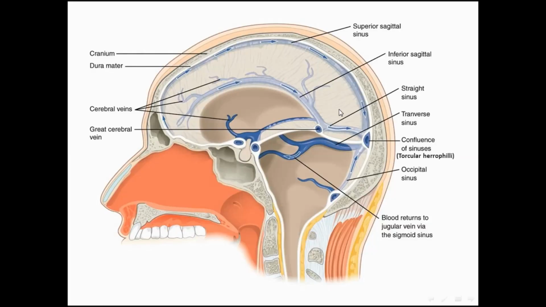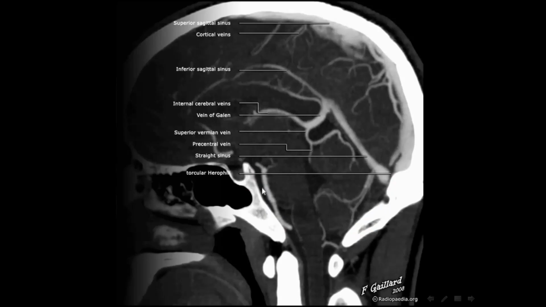This is another illustration to show the relation between the dural venous sinuses and the surrounding structures. The superior sagittal sinus lies just inferior to the cranium. Inferiorly, we have the straight sinus and the inferior sagittal sinus, and the great cerebral vein or vein of Galen. This is the area of confluence. It's called the confluence of sinuses or the torcular herophili. This is the transverse sinus, the sigmoid sinus, and then all the way down to the jugular vein.